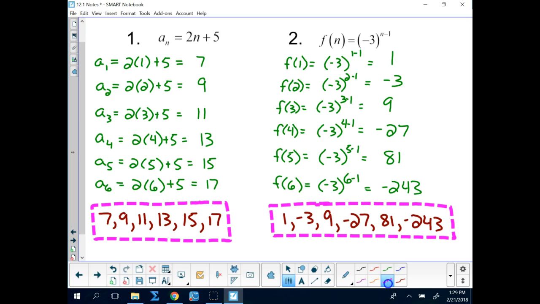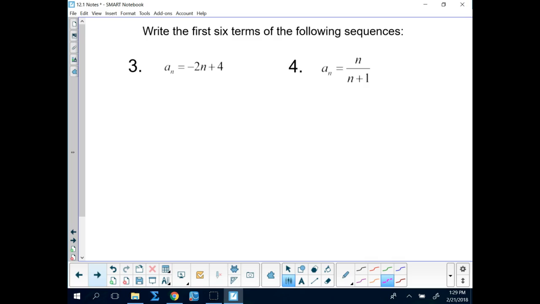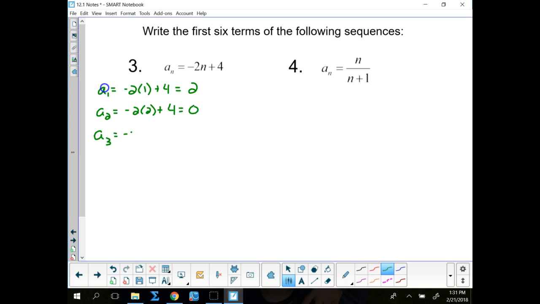What I would like you to do now is find the first 6 terms of those sequences. First term here is going to be negative 2 times 1, which is negative 2, plus 4, which is positive 2. Second term is negative 2 times 2, which is negative 4, plus 4. That's going to be 0. Third term is negative 2 times 3, which is negative 6, plus 4 is negative 2.